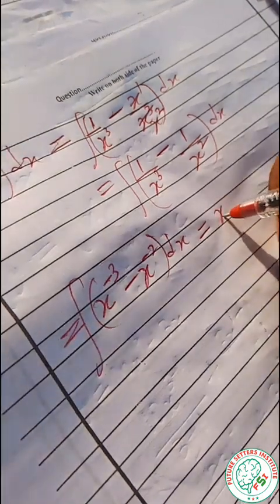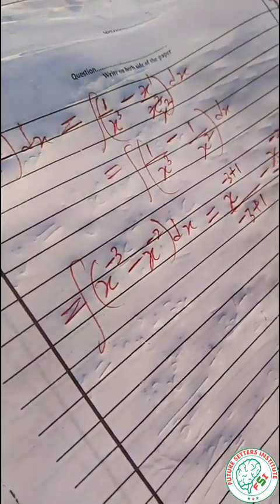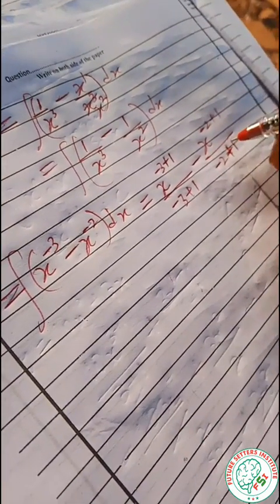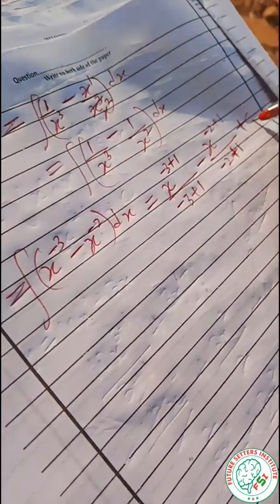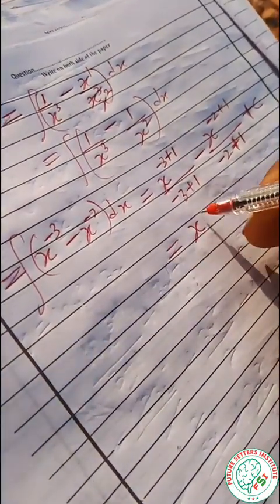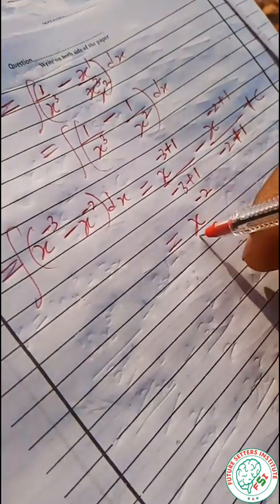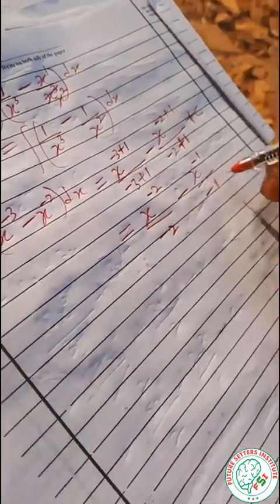Now if we integrate this, it will give us x raised to power minus 3 plus 1 over minus 3 plus 1, minus x raised to power minus 2 plus 1 over minus 2 plus 1, plus c. And this will give you x raised to power minus 3 plus 1, which is minus 2, over minus 2. Then what we have here is minus x raised to power minus 1 over minus 1, plus c.